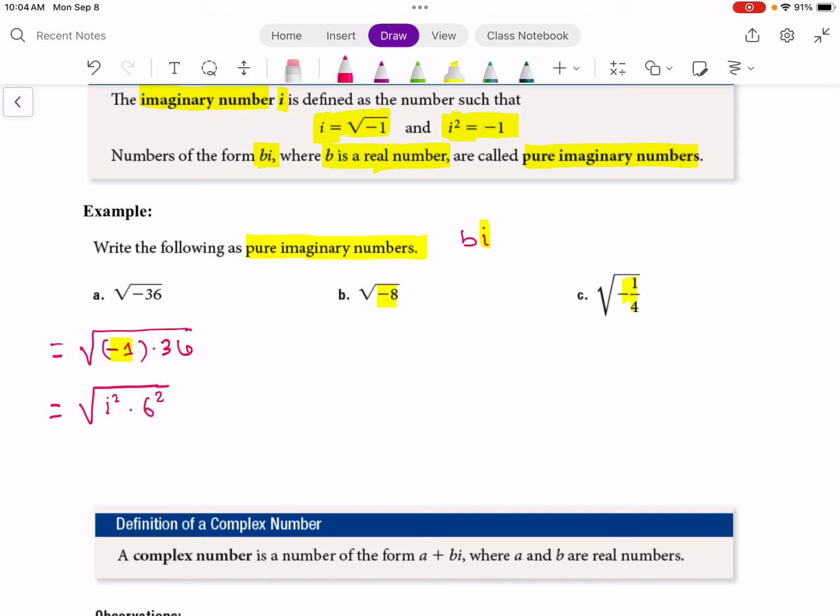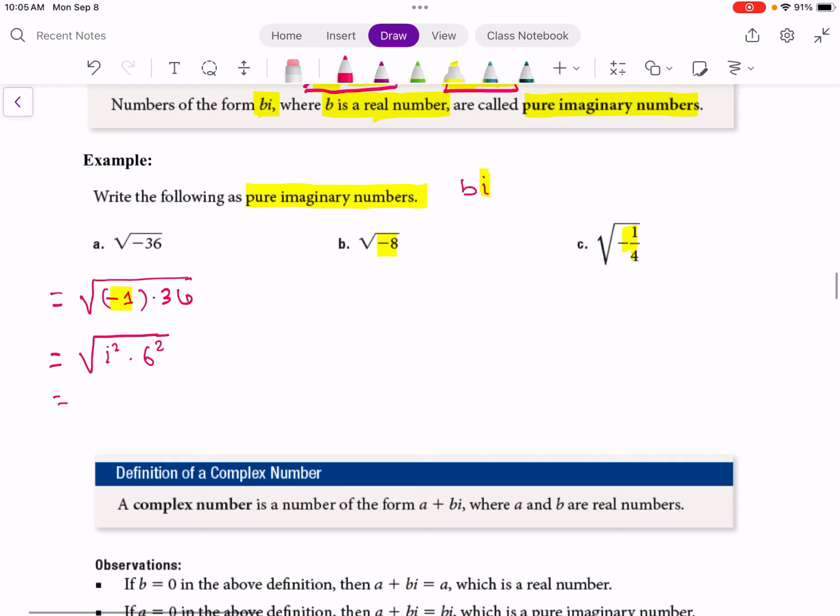Any question up to here? We replace -1 by i squared because that's how we defined it. So our -1 is always i squared, or our i is always the square root of -1. So now let's find the square root of i squared. What is the square root of i squared? i, right? What is the square root of 6 squared, or square root of 36? That is 6. So this is 6i. So 6i is the same as the square root of -36. These two are the same number.